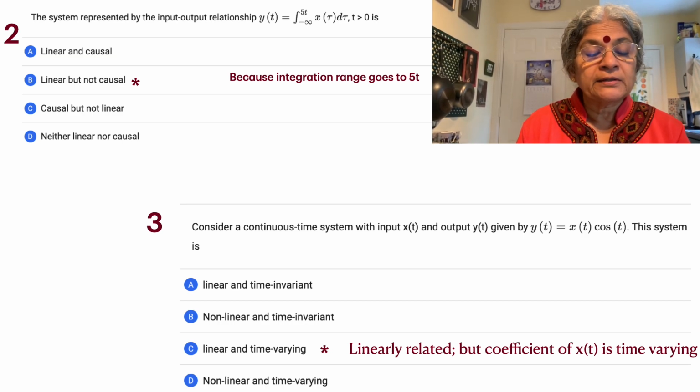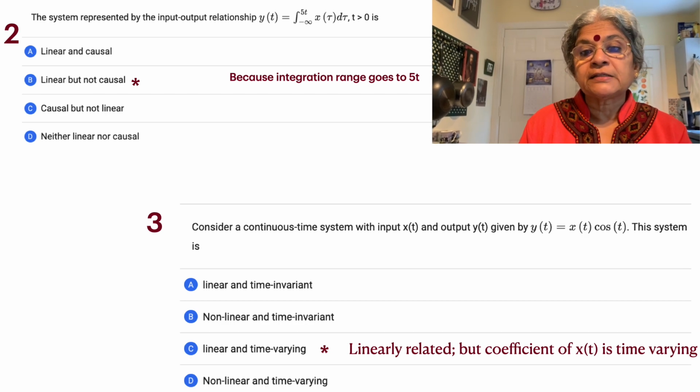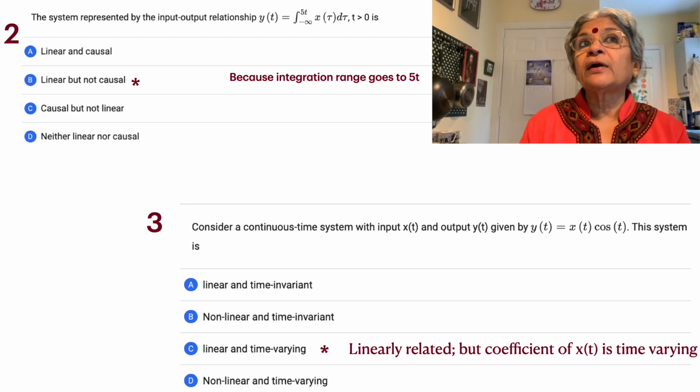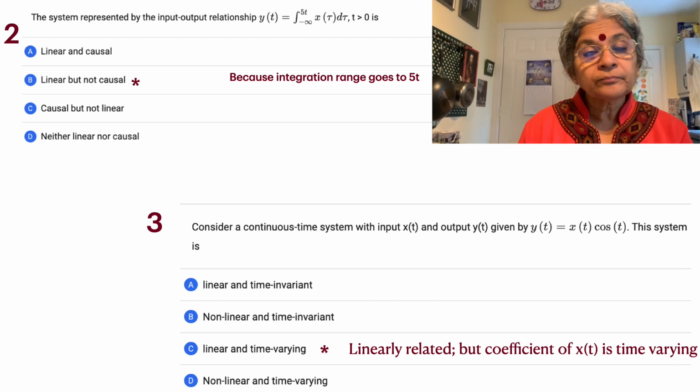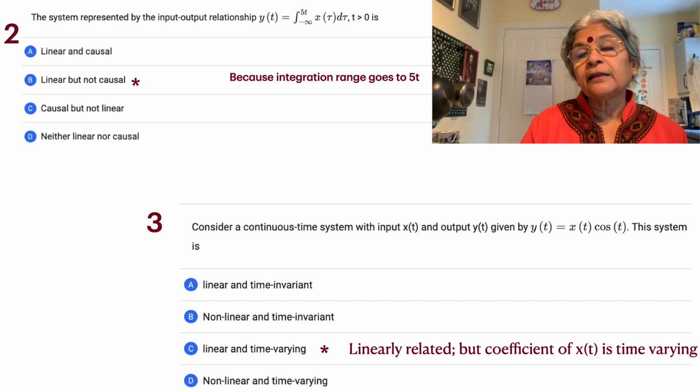Let's go to the third question. Consider a continuous time system with input x(t) and output y(t) given by y(t) is equal to x(t) cos t. Now we have a coefficient for x(t) which is cos t, and that's dependent on time. This is exactly how a system is defined: an input-output pair, x(t) being the input and y(t) being the output.